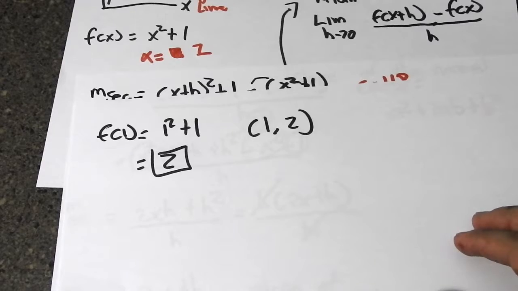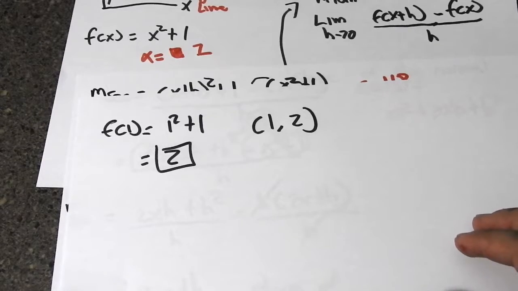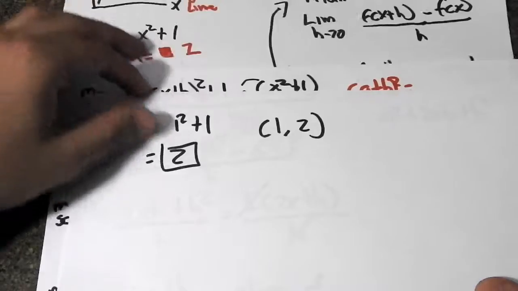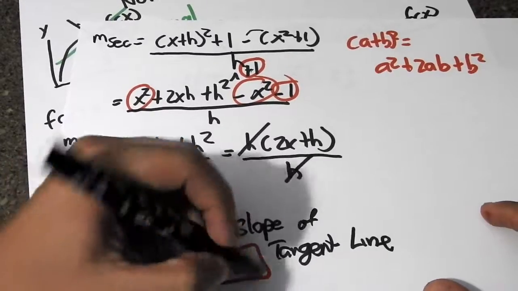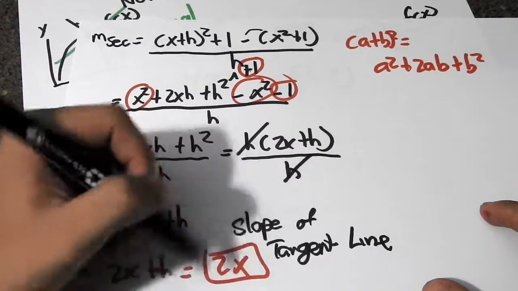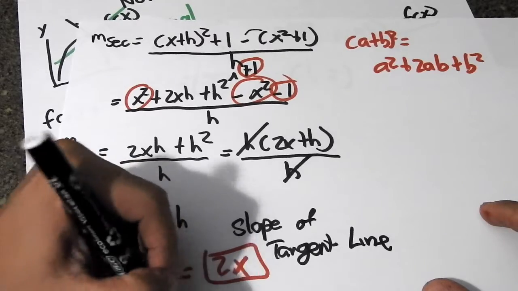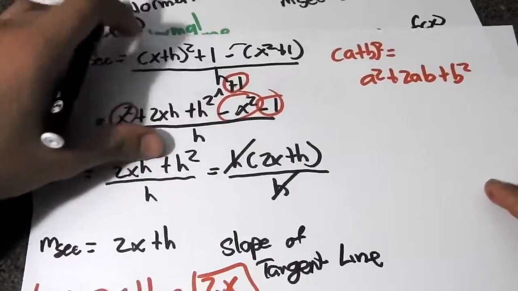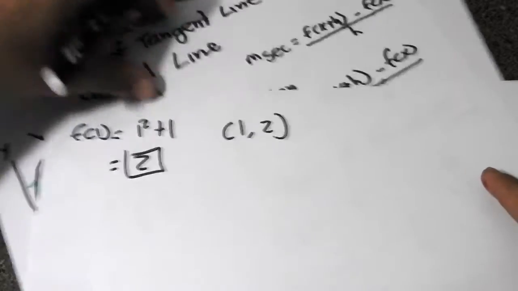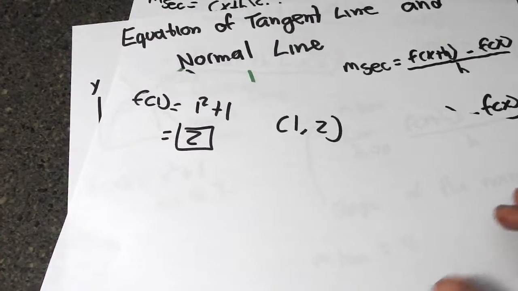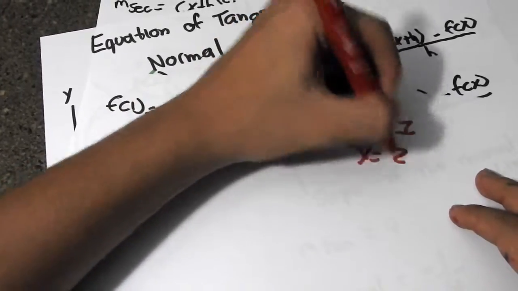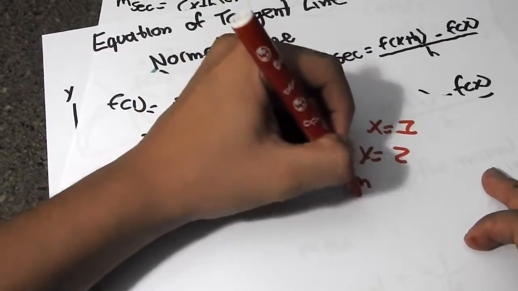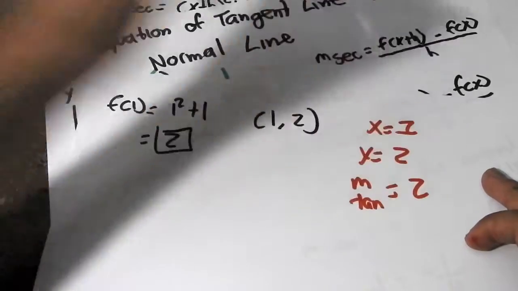So now we need to find the slope of this line. In order to do that, we need our slope of the tangent line, and now we're going to replace x with 1 because we're working with the point 1. So 2 times 1, 2. The slope is 2. So now we have very important information here. We know that x equals 1, y equals 2, and that the slope of the tangent equals 2 as well.